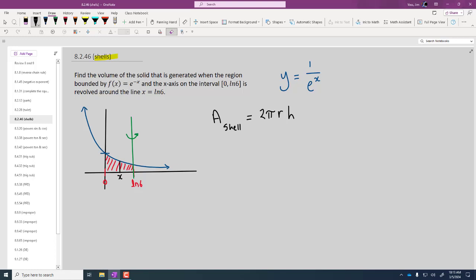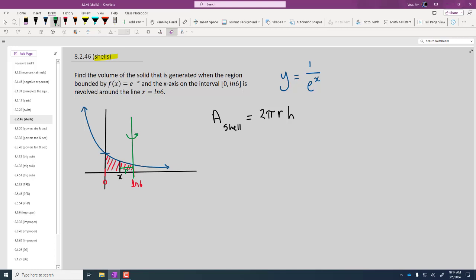So there's the area of our shell right there. Then we come down here and we have to decide what R and H are. And so we look at that distance right there. That is the radius of the shell. If you imagine this vertical integration element rotating around, it's going to create a cylinder, and the distance from that vertical integration element over to the axis of rotation, that's going to be the radius.